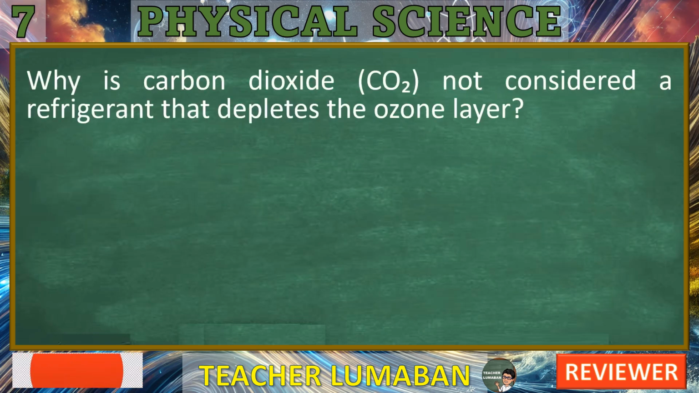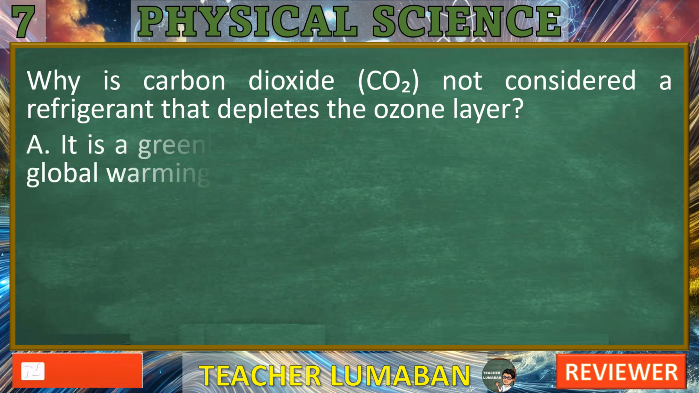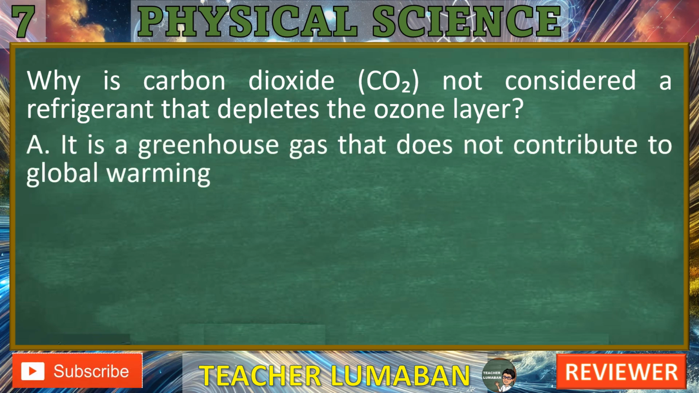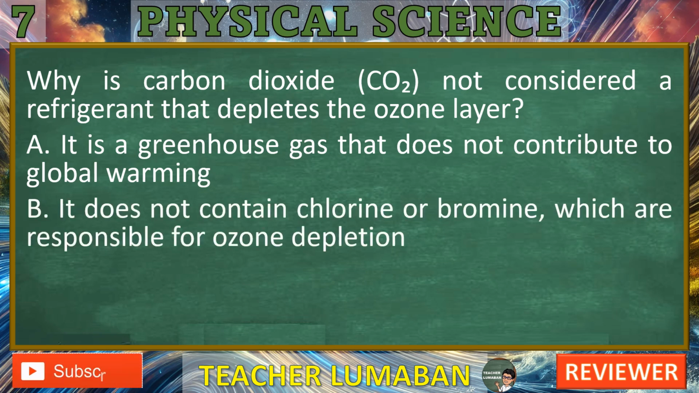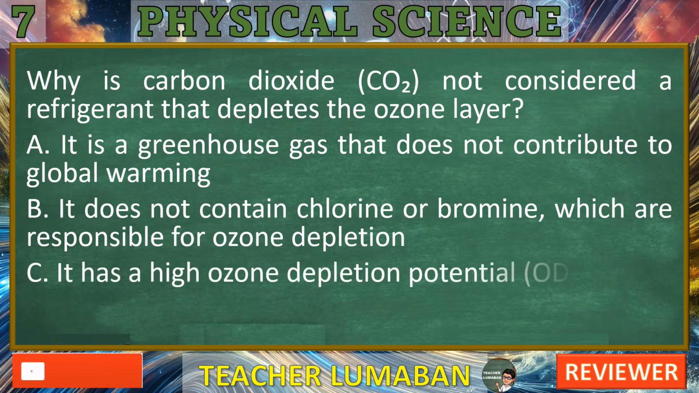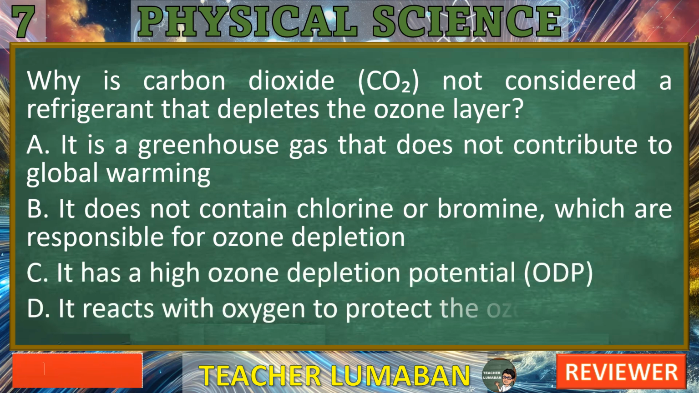Why is carbon dioxide, CO2, not considered a refrigerant that depletes the ozone layer? A. It is a greenhouse gas that does not contribute to global warming. B. It does not contain chlorine or bromine, which are responsible for ozone depletion. C. It has a high ozone depletion potential, ODP. D. It reacts with oxygen to protect the ozone layer.